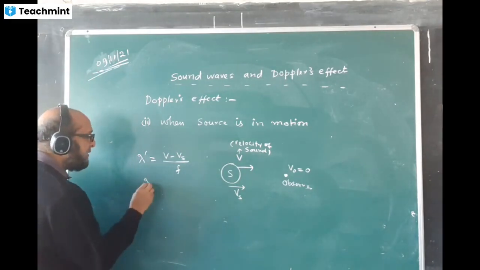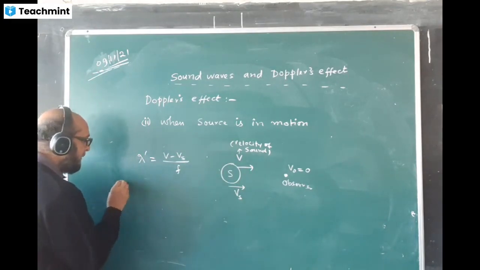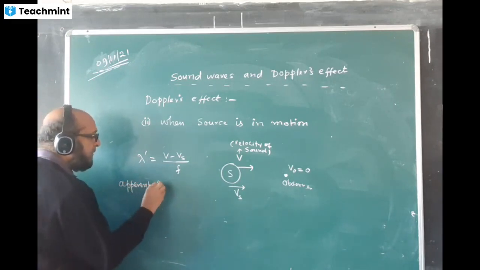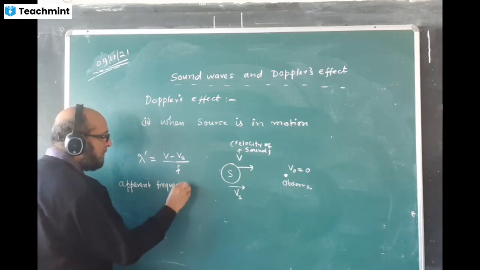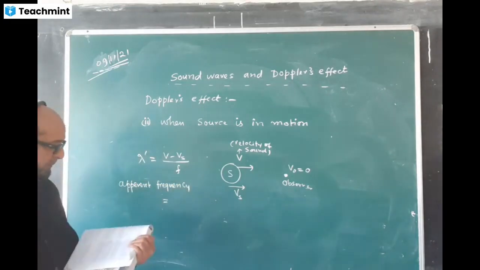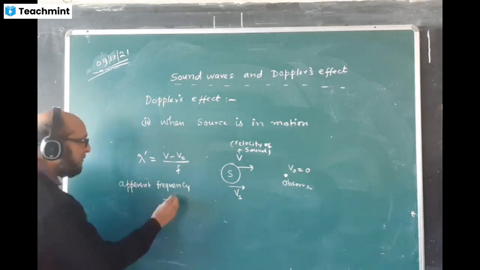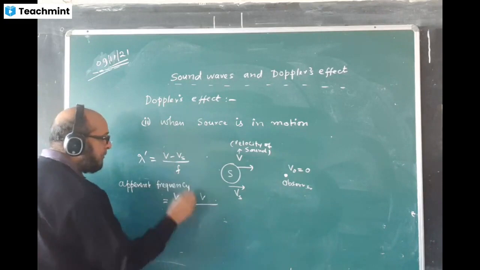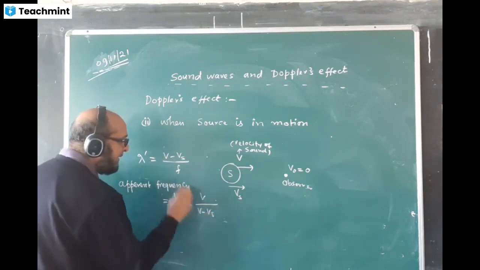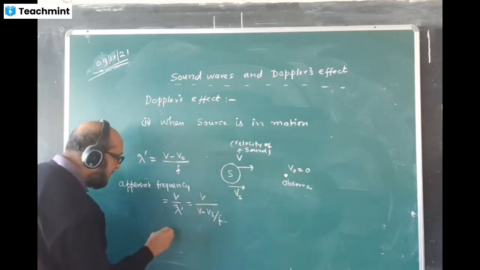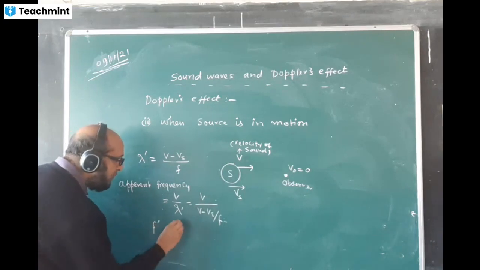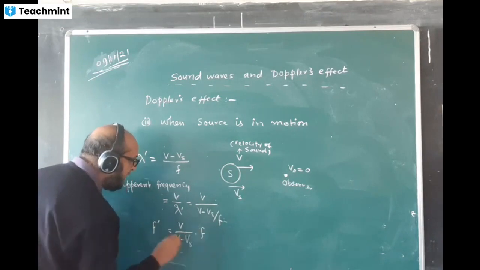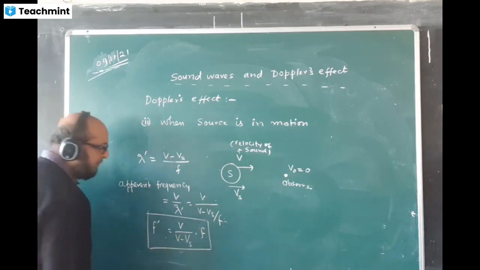Next line I write as this. Therefore, the apparent frequency formula is V by lambda dash. V will remain as it is. Lambda dash value I put here, V minus Vs divided by f. This f will come up. Here you have f dash is equal to V by V minus Vs into f. This is the formula.